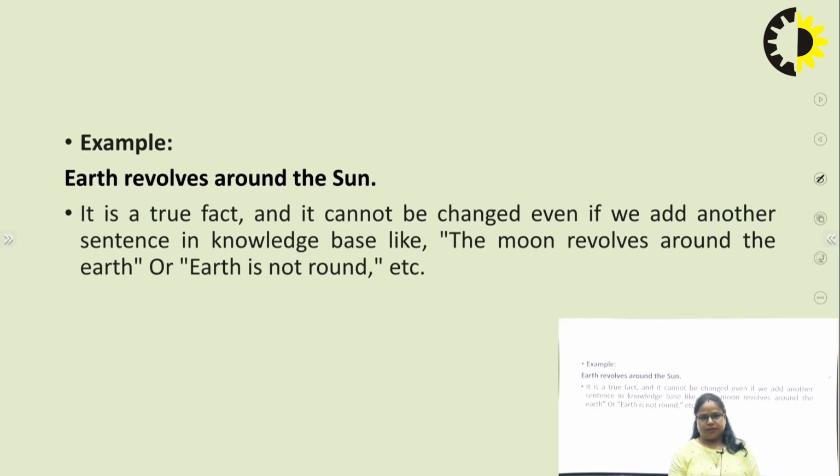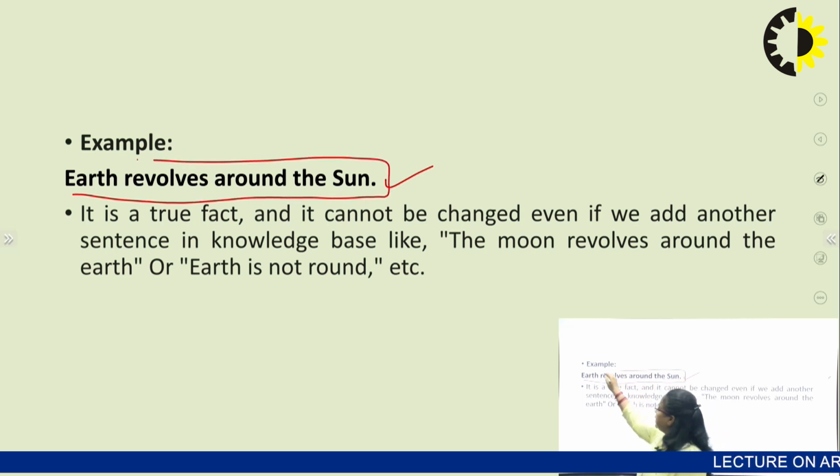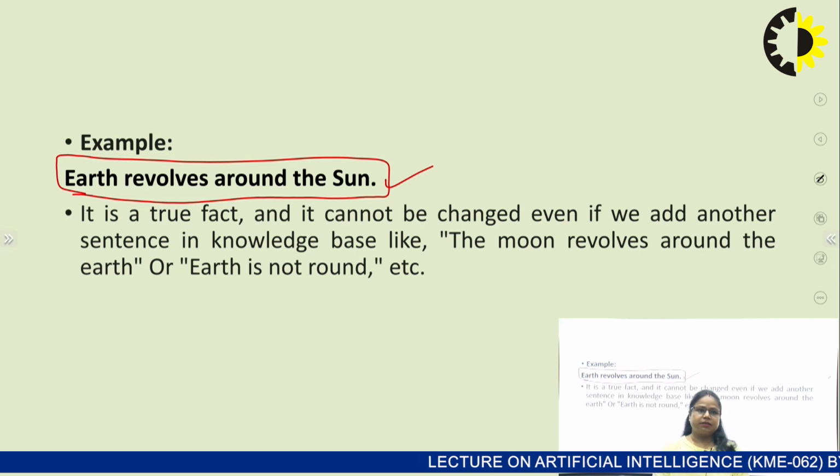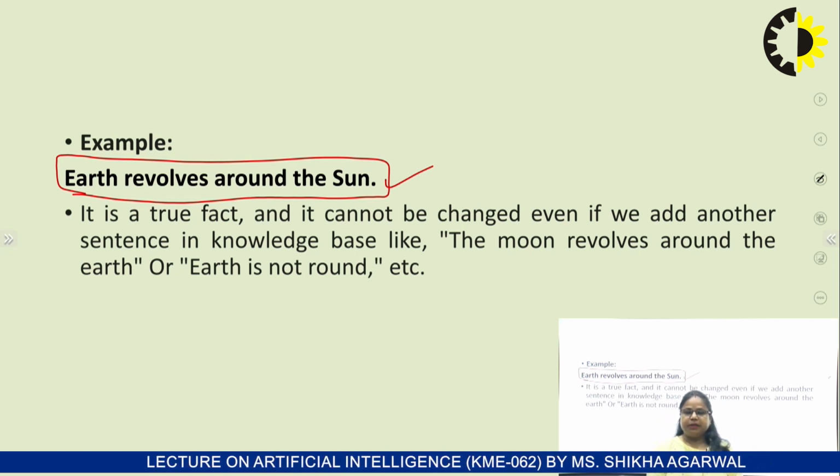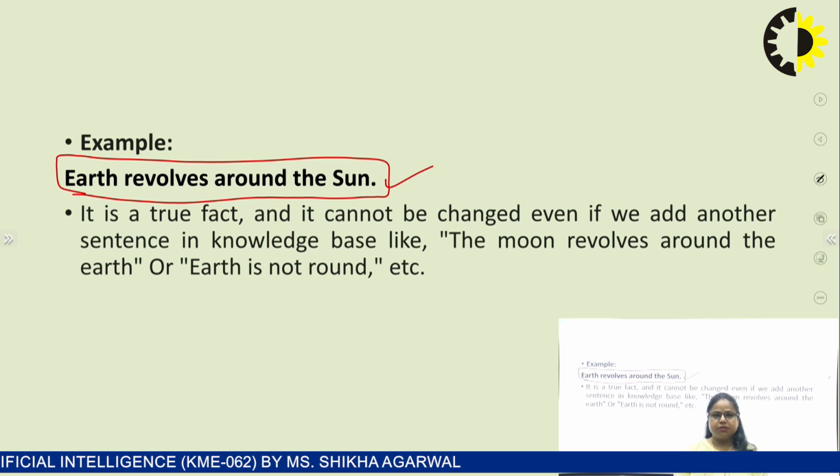Earth revolves around the sun. This is a true fact. Are you able to change this statement? We cannot change it even if we add any other sentence into the knowledge base. If I add that the moon revolves around the earth, or that the earth is round, and so on, whatever additional information you add, this conclusion can never be changed, that the earth revolves around the sun, because this is a true fact and you cannot make changes to your conclusion.